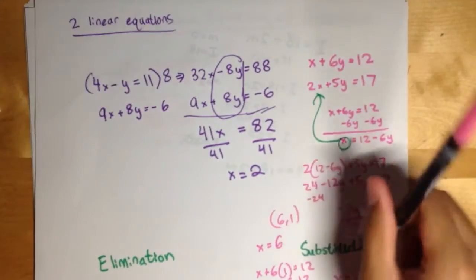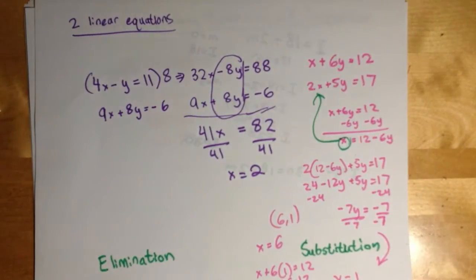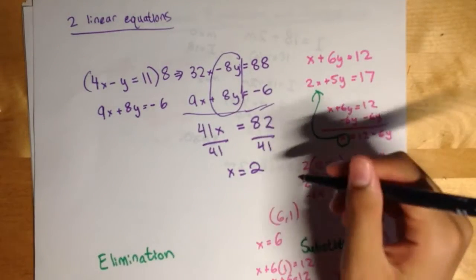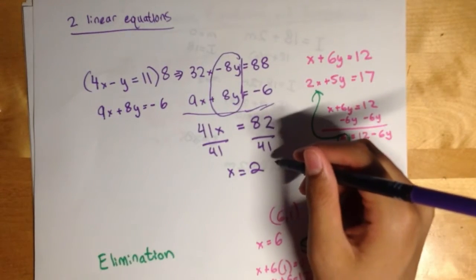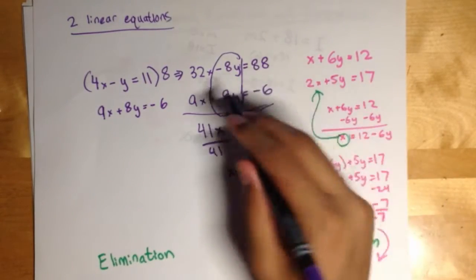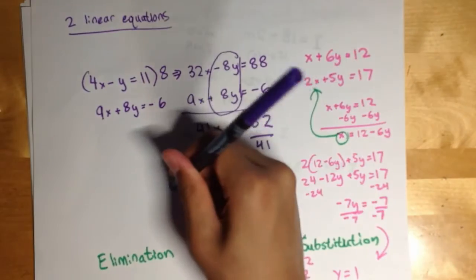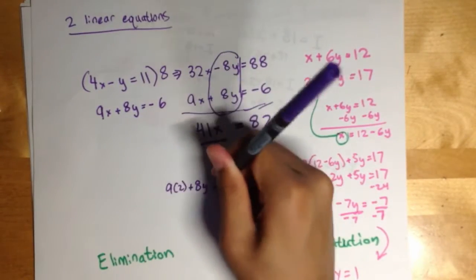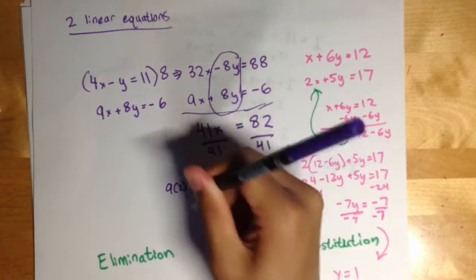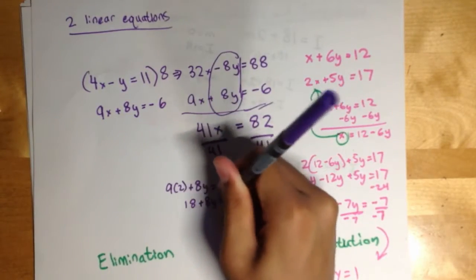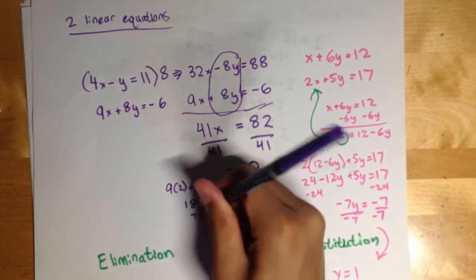6, 1. Oh, I forgot, in the first equation, to find out what y is. My mistake. So let's go back. x equals 2 here. So let's solve for one of those. What's an easy one? 9x plus 8y equals negative 6. So 9 times 2 plus 8y equals negative 6. So 18 plus 8y equals negative 6. Subtract 18.